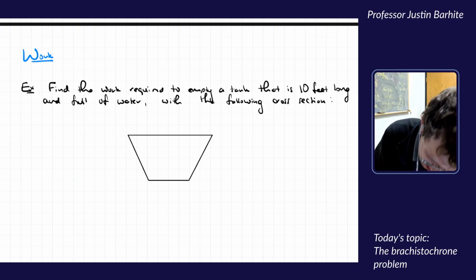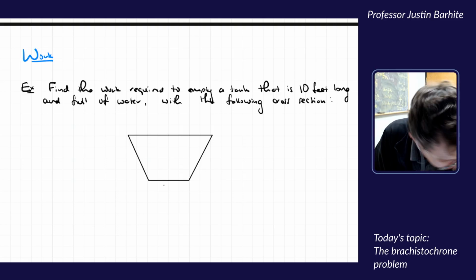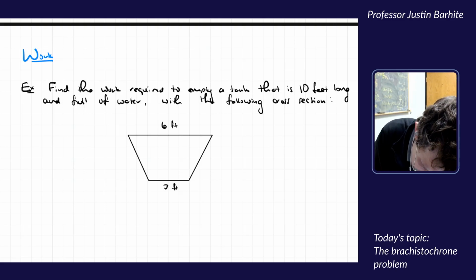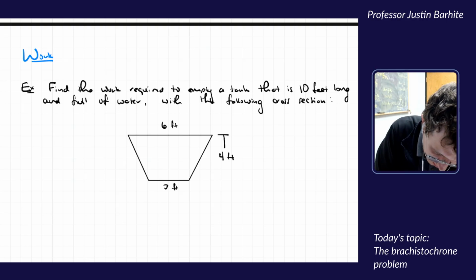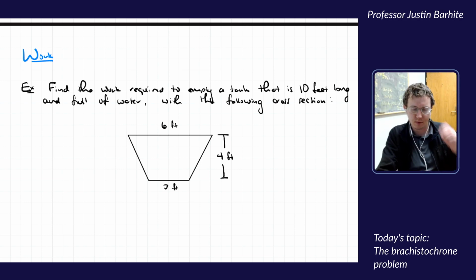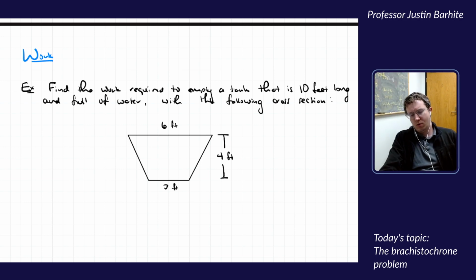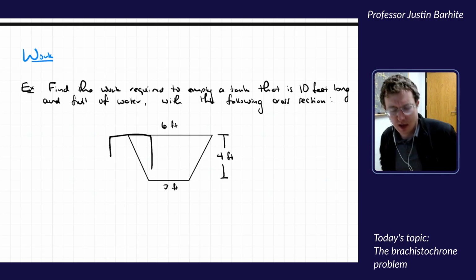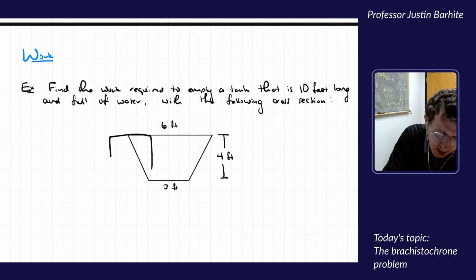It's a trapezoid. We'll say this side is 3 feet. Let's say the top is 6 feet, and maybe the height is 4 feet. Alright, so to empty the tank, we need to raise all of the water up to the level of the edge, the top edge of the tank, so it can spill out the side.